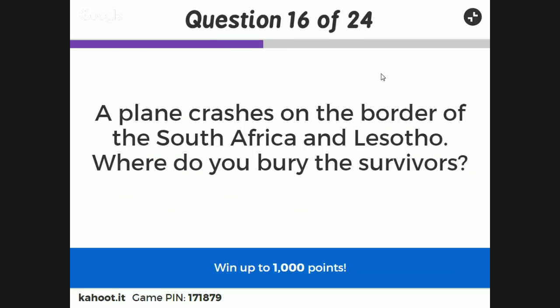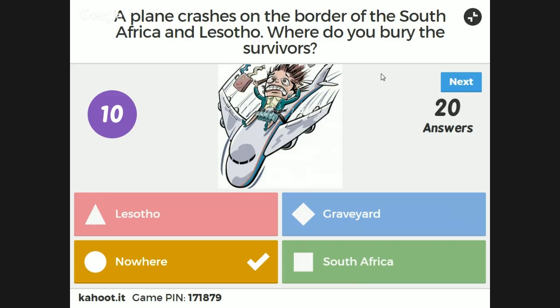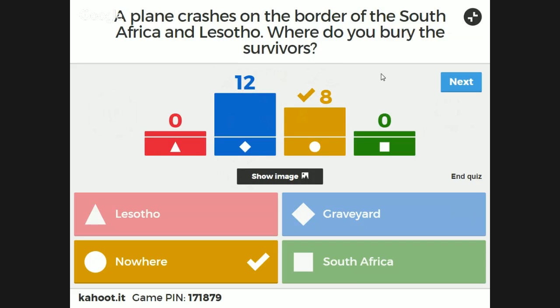A plane crashes on the border of South Africa and Lesotho. Where do you bury the pilot? Because of course, we got many survivors because they're not dead.